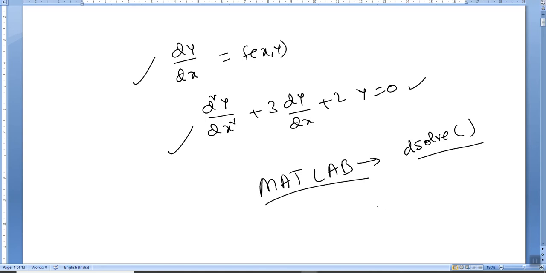Now we will discuss what the dsolve function is, what its syntax is, and how to apply the dsolve function. We will discuss one by one.